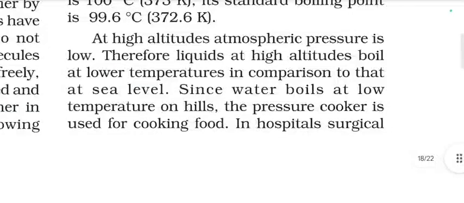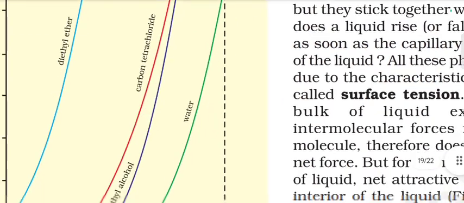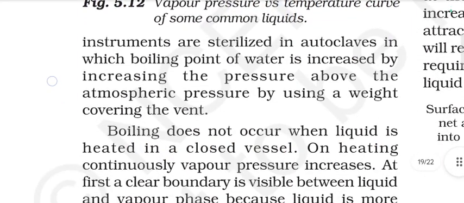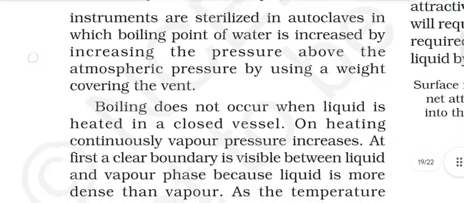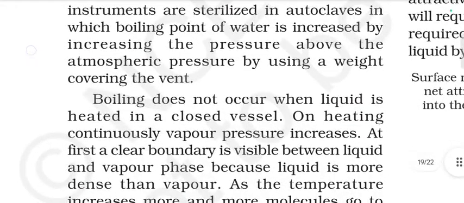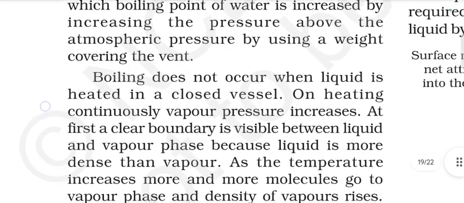At high altitudes, atmospheric pressure is low. Therefore, liquids at high altitudes boil at low temperatures in comparison to that at sea level. Since water boils at low temperature on hills, a pressure cooker is used for cooking food. In hospitals, surgical instruments are sterilized in autoclaves in which the boiling point of water is increased by increasing the pressure above the atmospheric pressure by using a weight covering the vent.